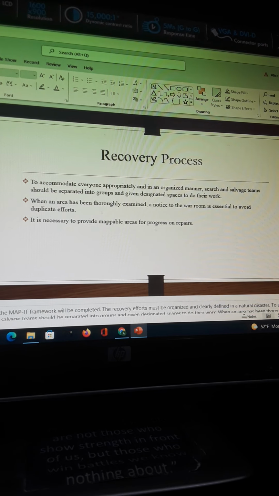Recovery process. To accommodate everyone appropriately and in an organized manner, search and salvage teams should be separated into groups and given designated spaces to do their work. When an area has been thoroughly examined, a notice to the war room is essential to avoid duplicate efforts. It is necessary to provide mappable areas for progress on repairs.